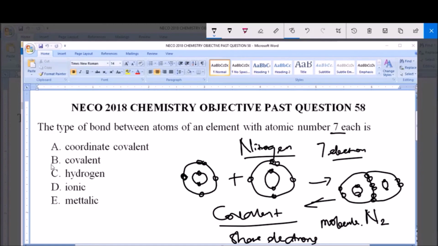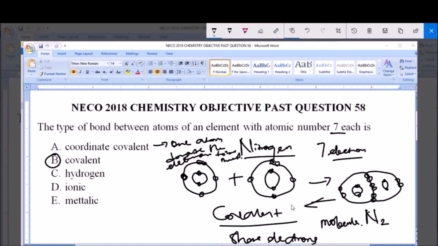So that is option B. Now in terms of coordinate covalent bonding, only one atom donates the electrons to be shared.